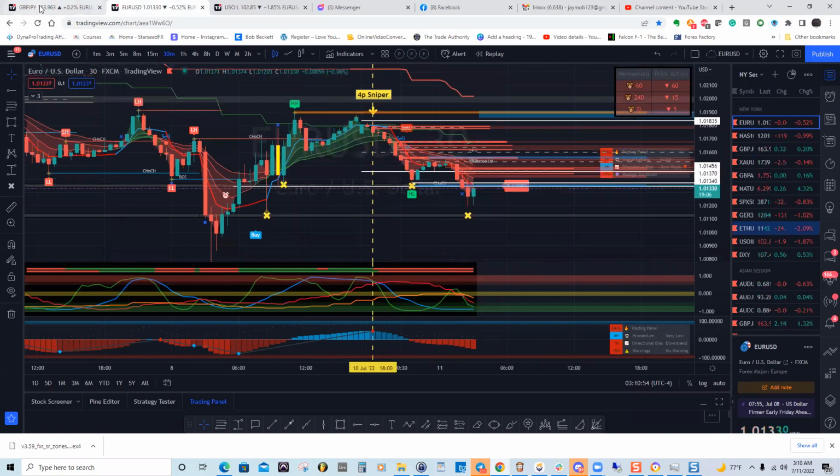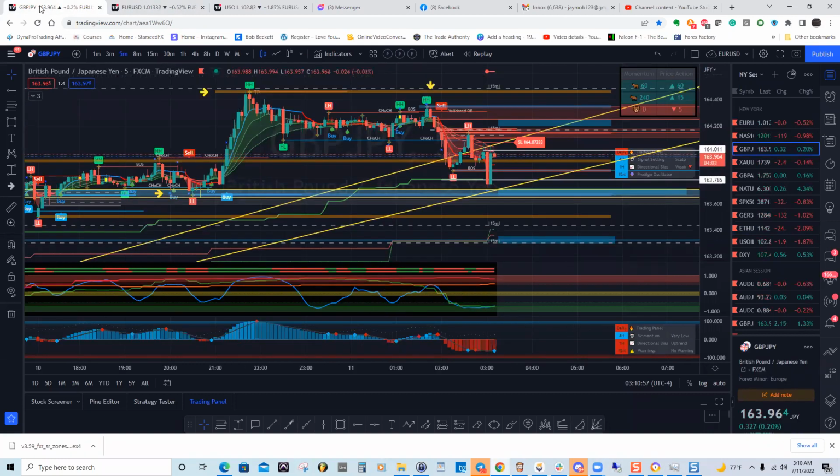Let's see what this does here. So like I said earlier, I'm currently in this trade. I'm down negative 20 pips. You know, we just wait.